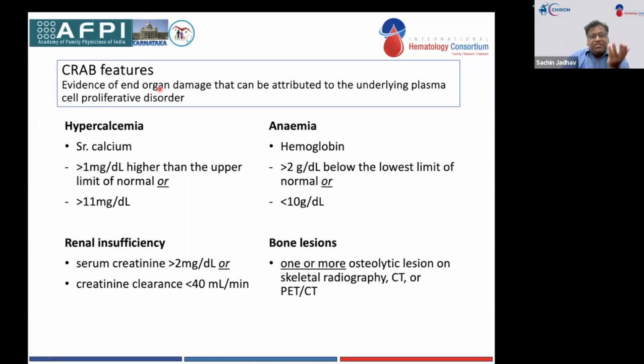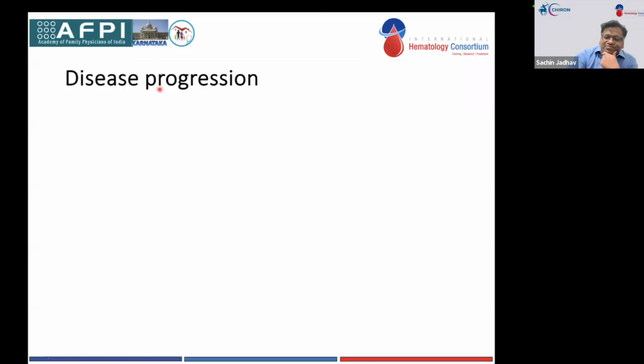Because you will ask me, Sachin, calcium can be high because of different reasons. Creatinine may be high because of something else. It may be diabetic nephropathy, right? It may be a glomerulopathy. Anemia can be there because of so many reasons. Bone lesions, lytic lesion can be because of metastatic breast cancer. So, how do we use CRAB to diagnose myeloma? How do we combine these? That's what we will come to now.